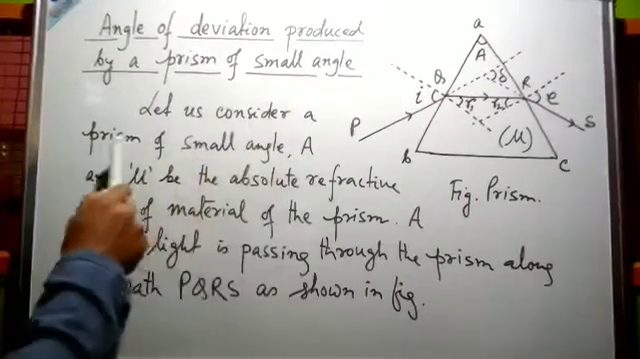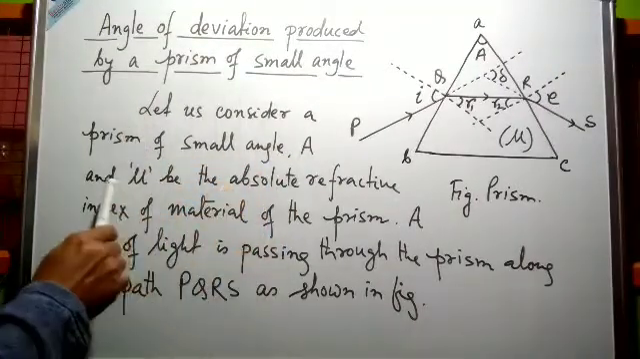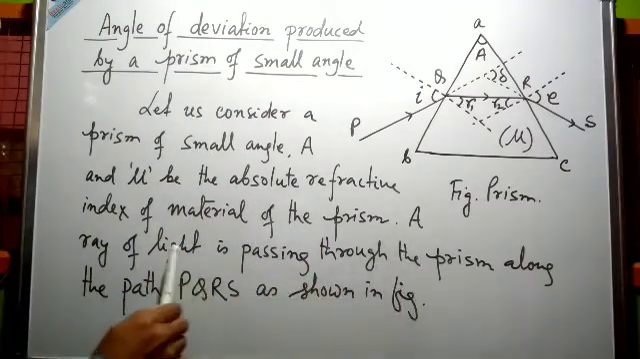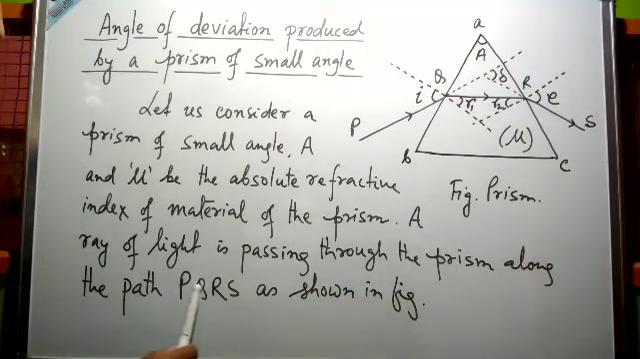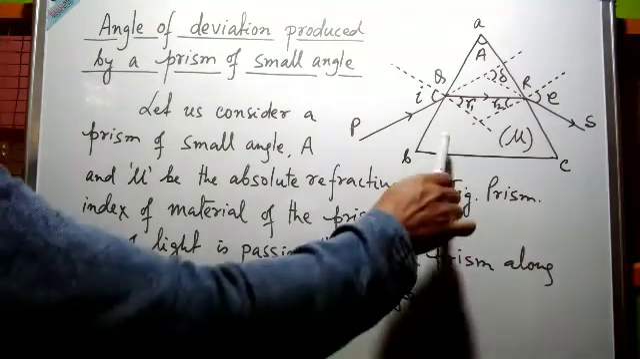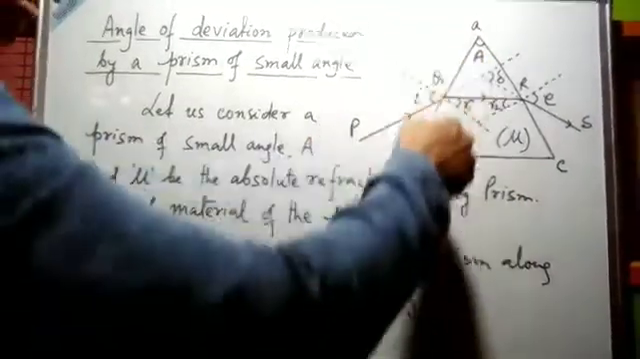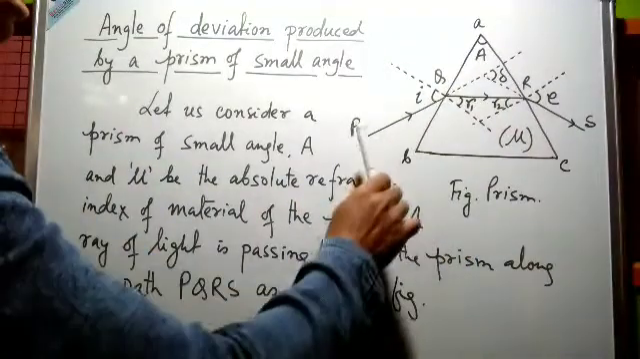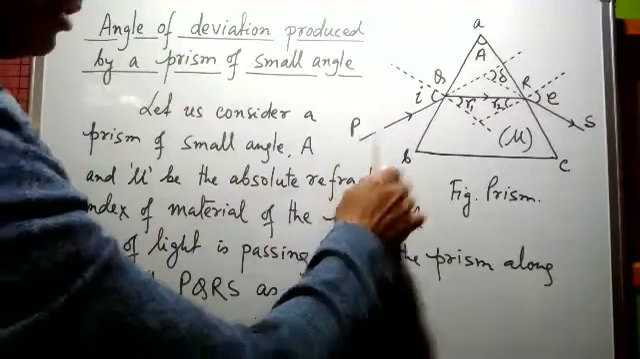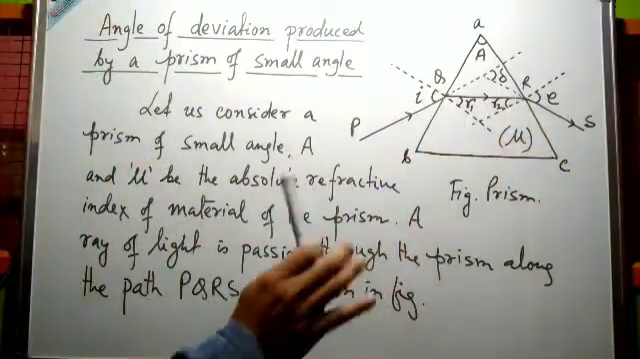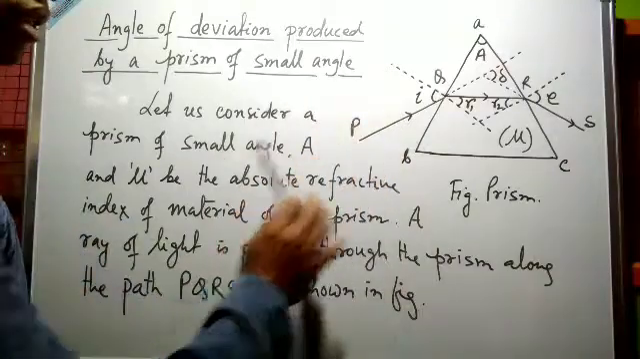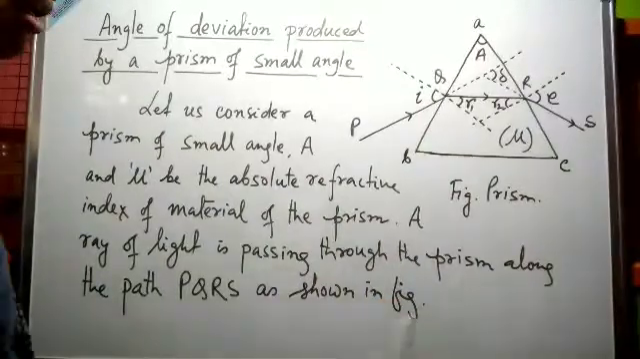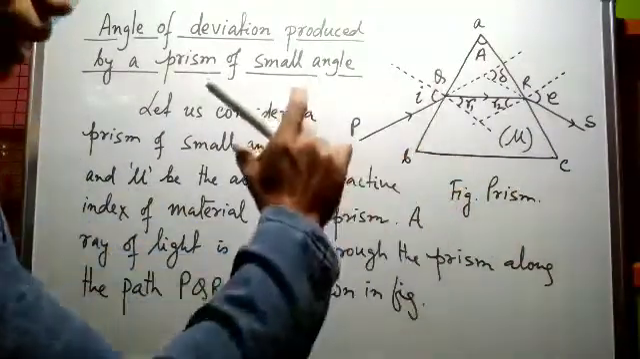Let us consider a prism of small angle capital A and mu be the absolute refractive index of the material of the prism. A ray of light is passing through the prism along the path PQRS as shown in the figure. When the prism has a small angle A, the light ray falls along the path PQRS, where I is the angle of incidence and R1 is the angle of refraction on the first refracting surface. E is the angle of emergence. See, mu is the absolute refractive index of the prism.